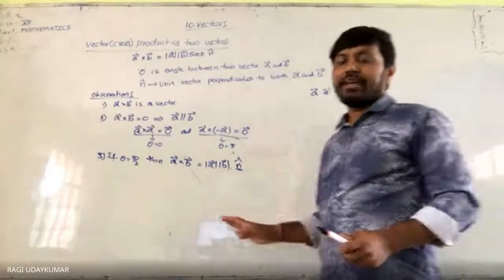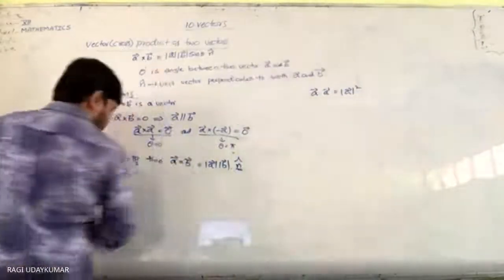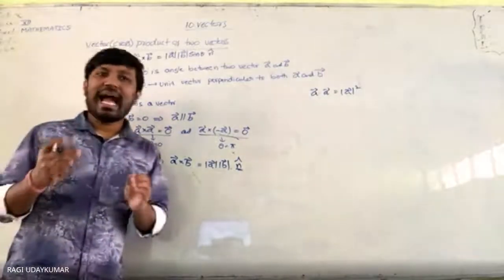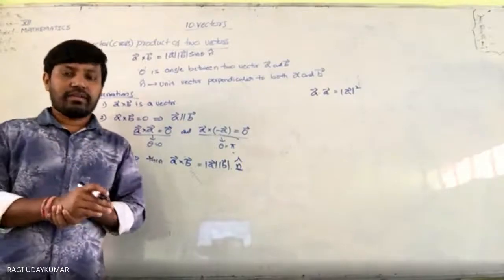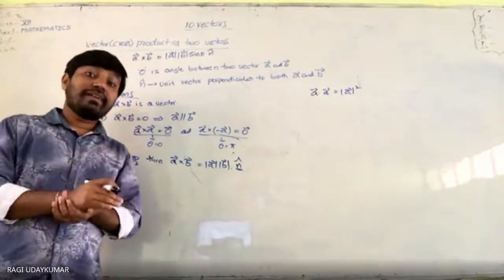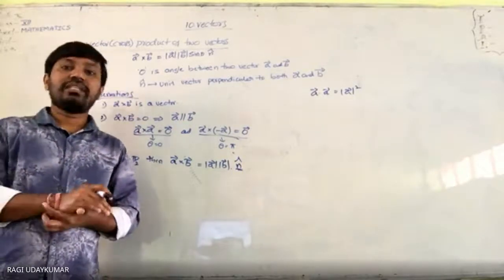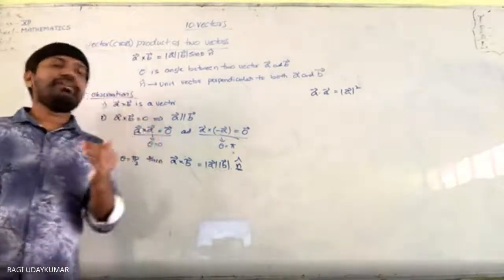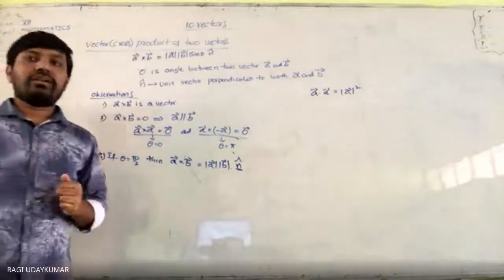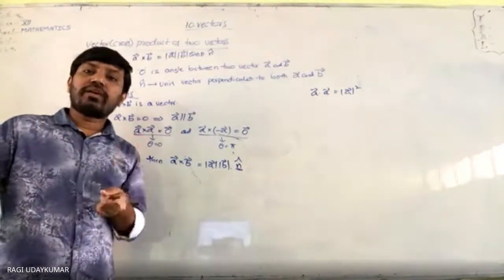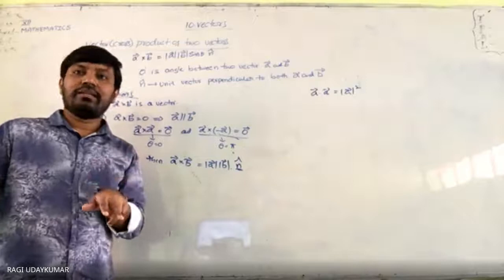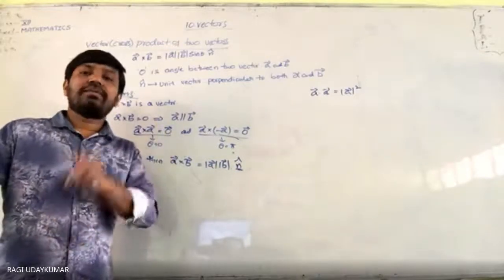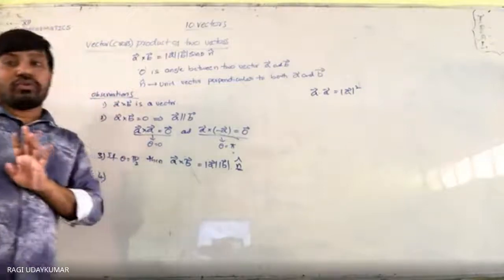Now in the same way, for the dot product of the vectors, i cap is nothing but a unit vector in the direction of the x-axis. j cap is nothing but a unit vector in the direction of the y-axis. k cap is nothing but a unit vector in the direction of the z-axis. So when you find the dot product of two same vectors it will be equal to 1, and of two different vectors it will be equal to 0.